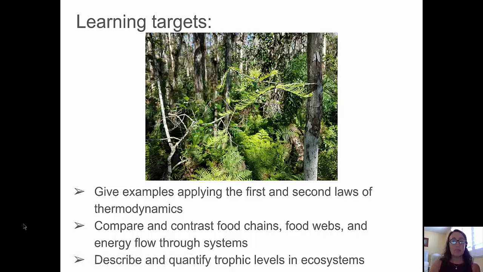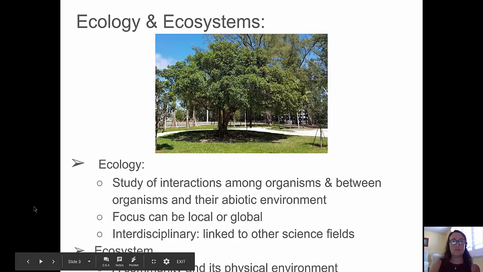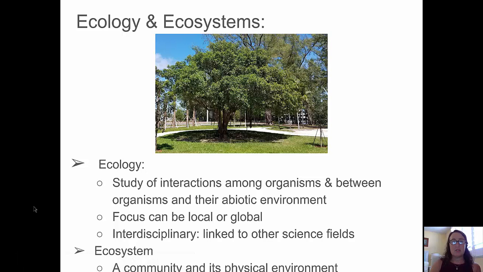First, give examples applying the first and second laws of thermodynamics. Compare and contrast food chains, food webs, and energy flow through systems, and describe and quantify trophic levels in ecosystems. We'll start out with some basic definitions.